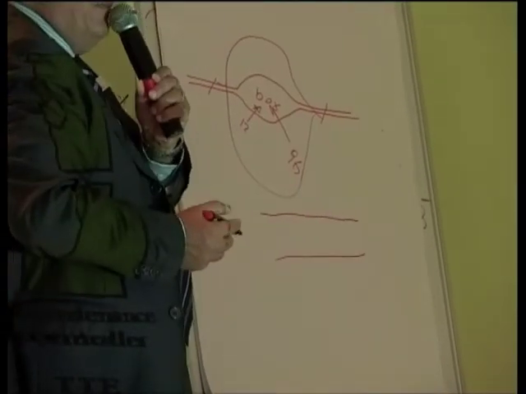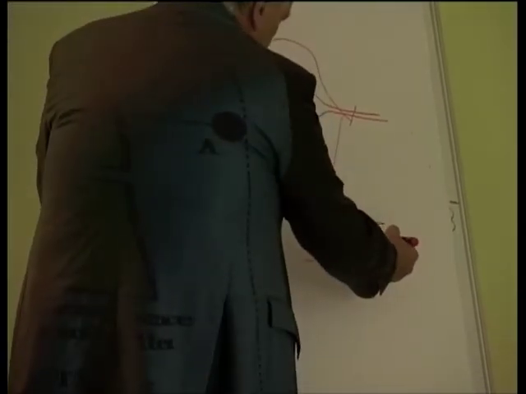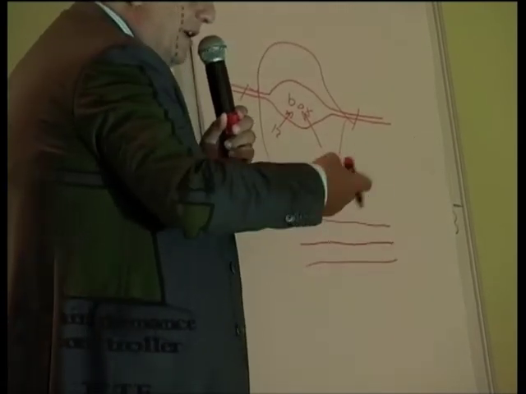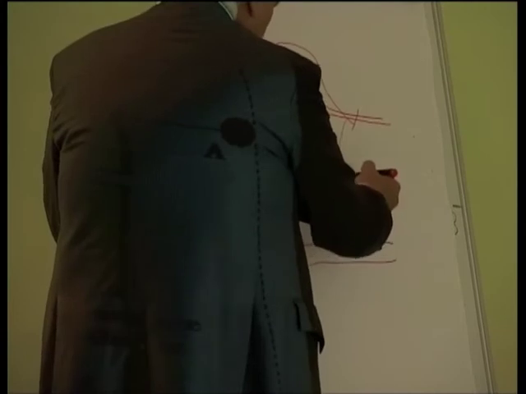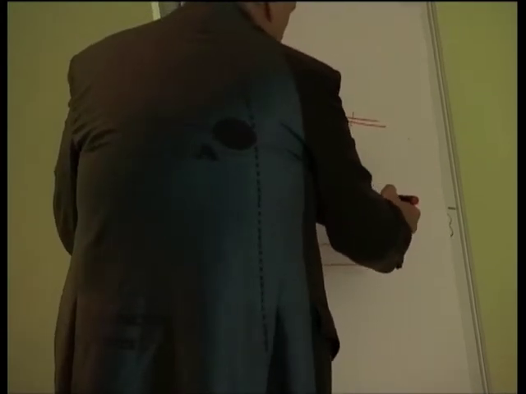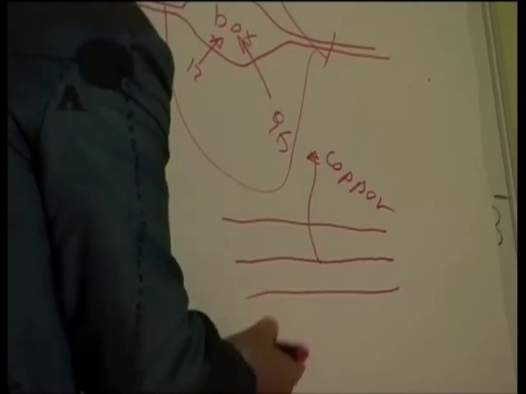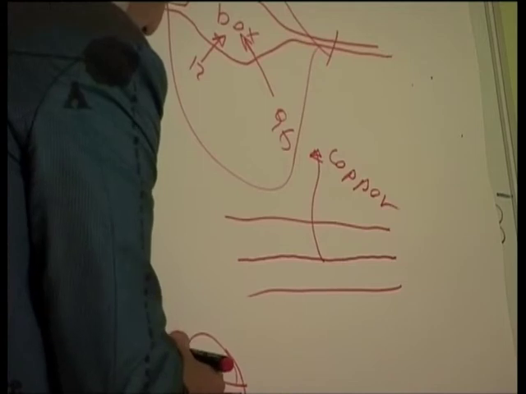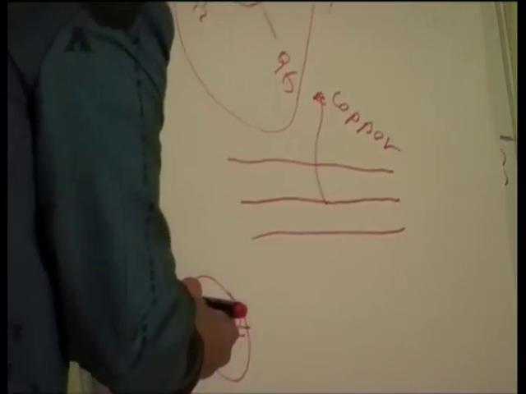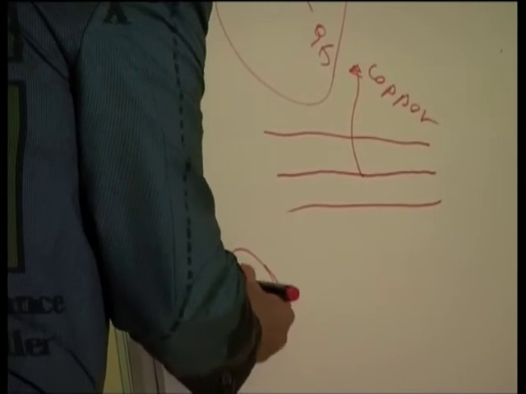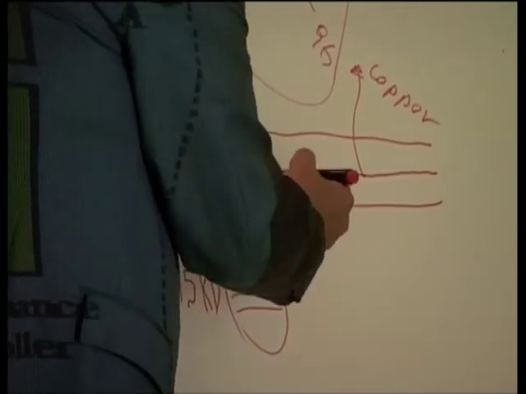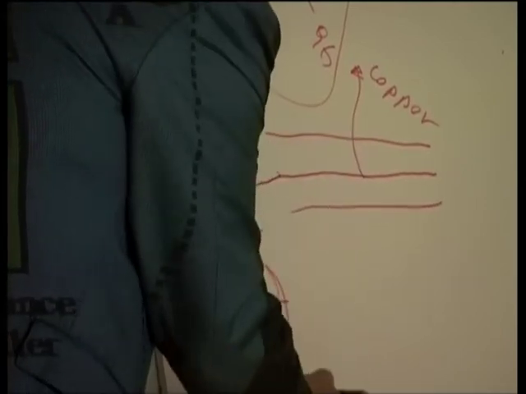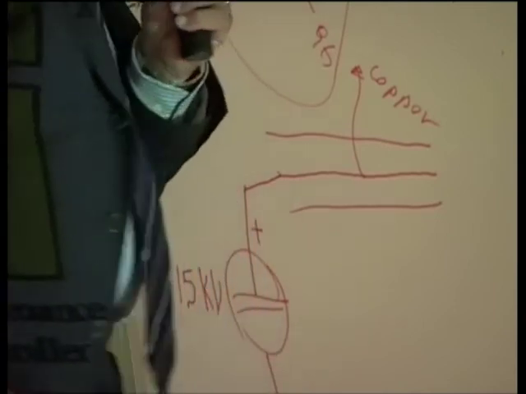This is the optical fiber cable. At the center of the optical fiber cable, I have a metallic wire, which can be copper, for example. I have here the power feeding equipment. And one pole is connected to the copper. The other one is put into the water.